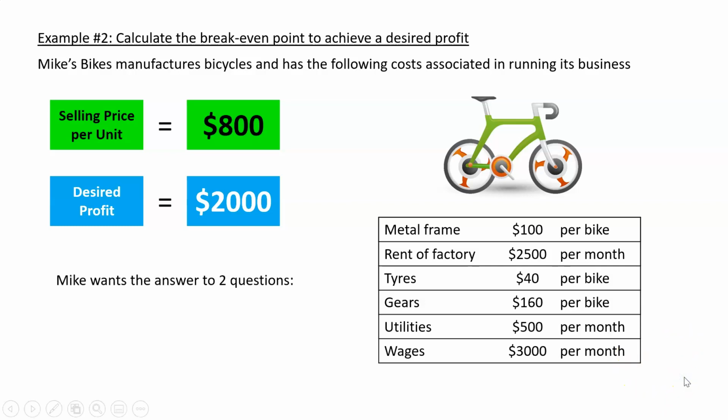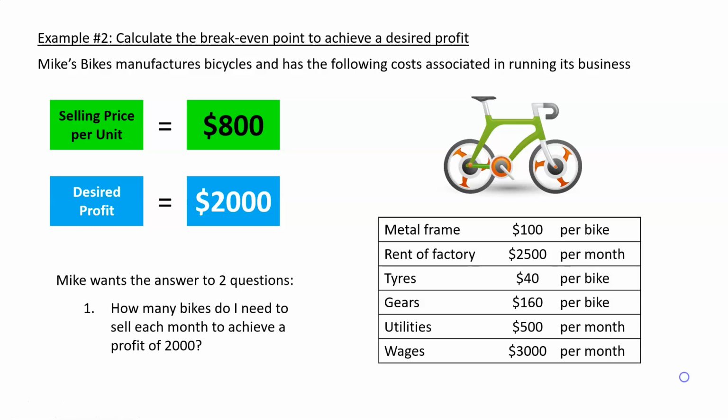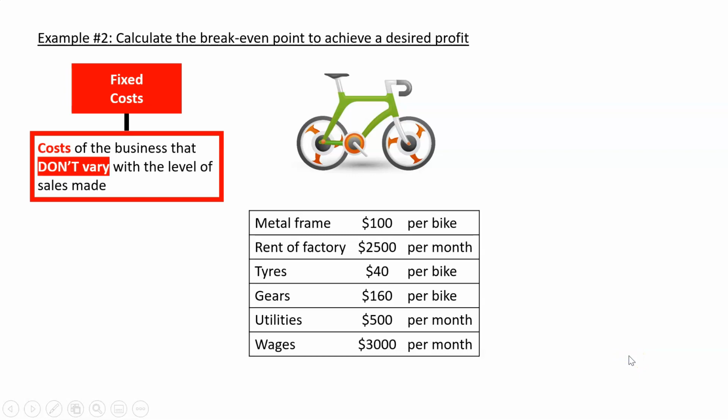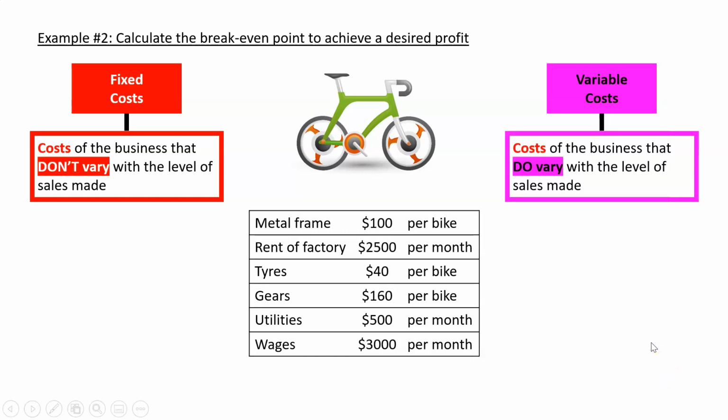How does that affect the two questions that Mike wants answered? How many bikes does he need to sell each month to achieve a profit of $2,000, and how many dollars of sales is that? So to do that, we firstly divide all the costs into fixed and variable. And we'll say that fixed costs are the ones that don't vary with the level of sales made, and variable costs are the costs that do vary with the level of sales made.